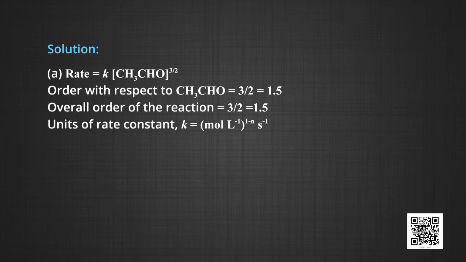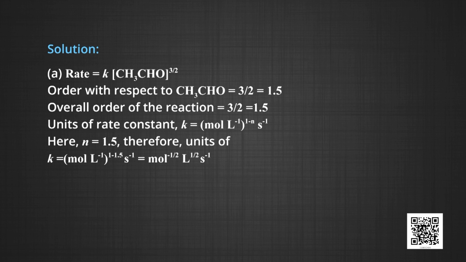Units of the rate constant K is equal to moles per liter raised to power 1 minus n per second. Here n is equal to 1.5. Therefore, units of K is equal to moles per liter raised to power 1 minus 1.5 per second. It will come out to be mole raised to power minus half, liter raised to power half per second.